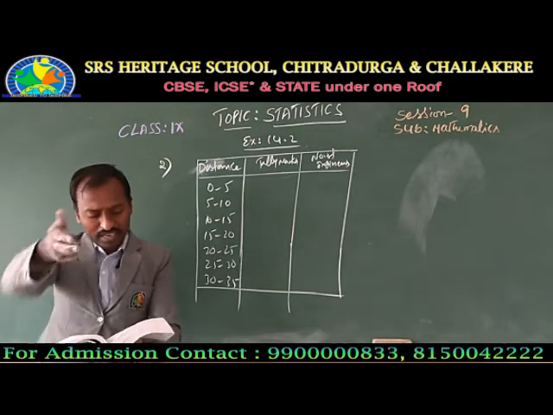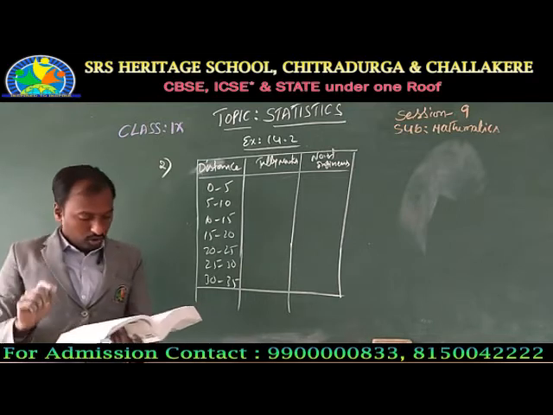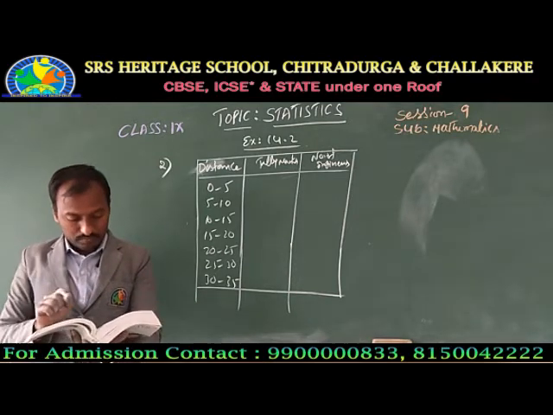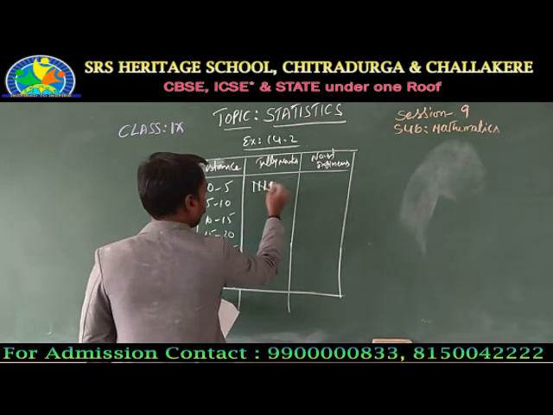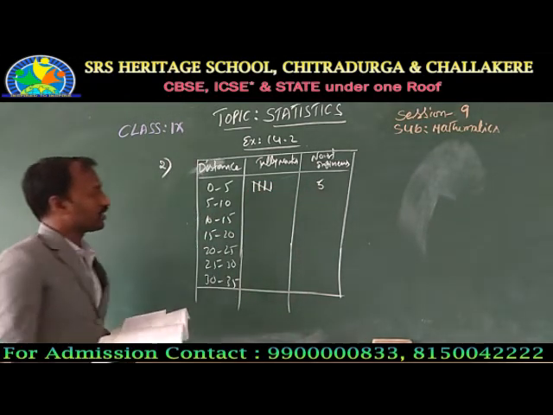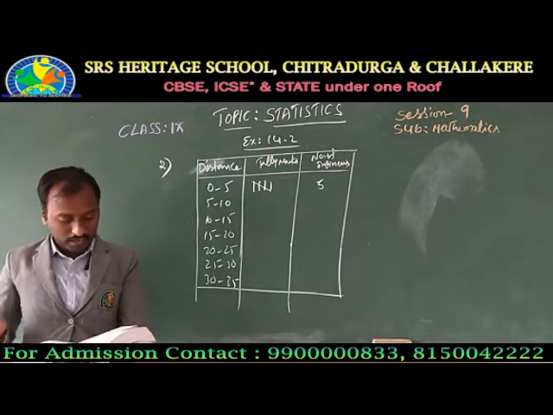Now how many are there? Just look at it, count and tell me. In 0 to 5, there are 5 members. So tally marks of 5, and the number of engineers is 5. For 5 to 10, how many engineers are there? Count it, 5 to 10.